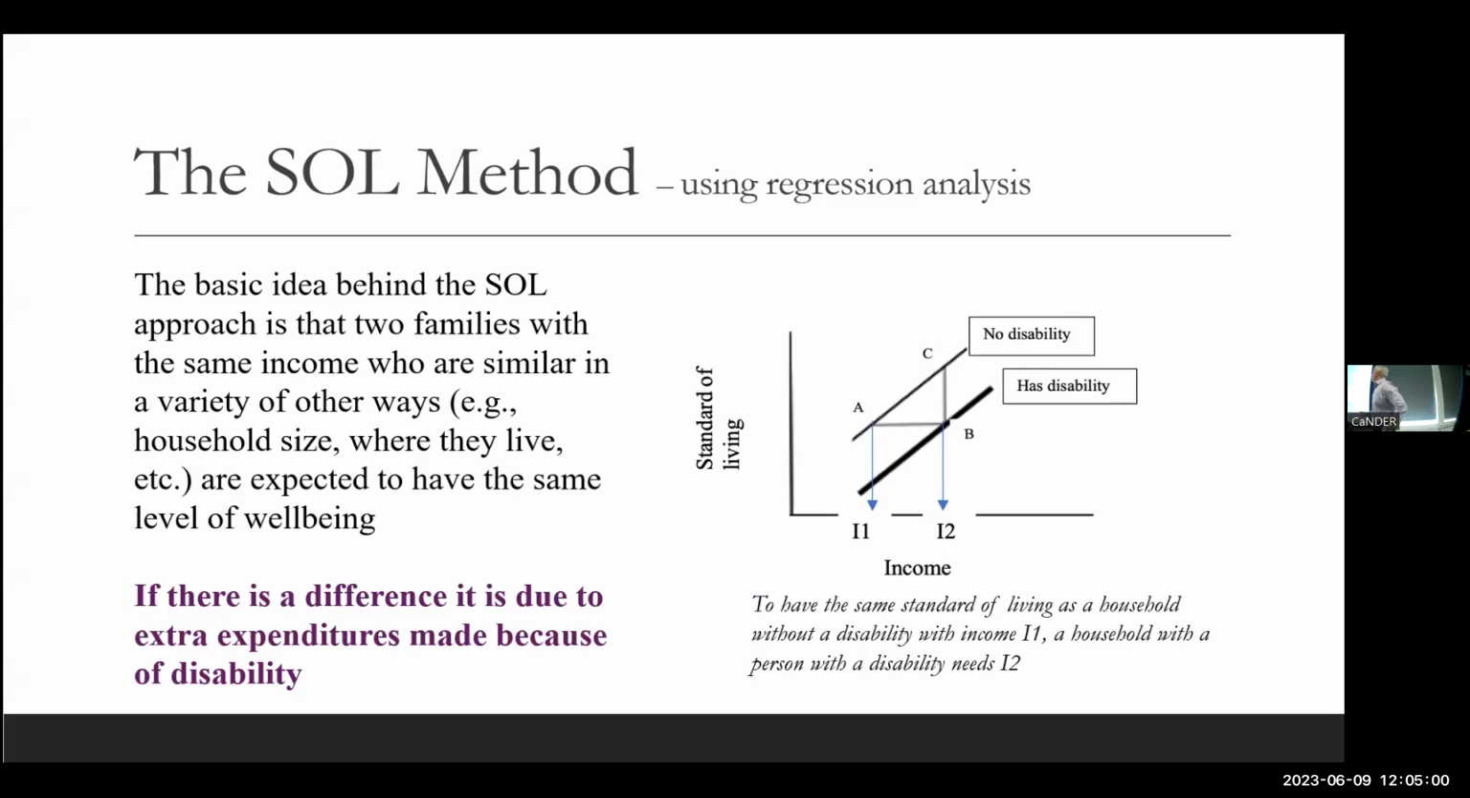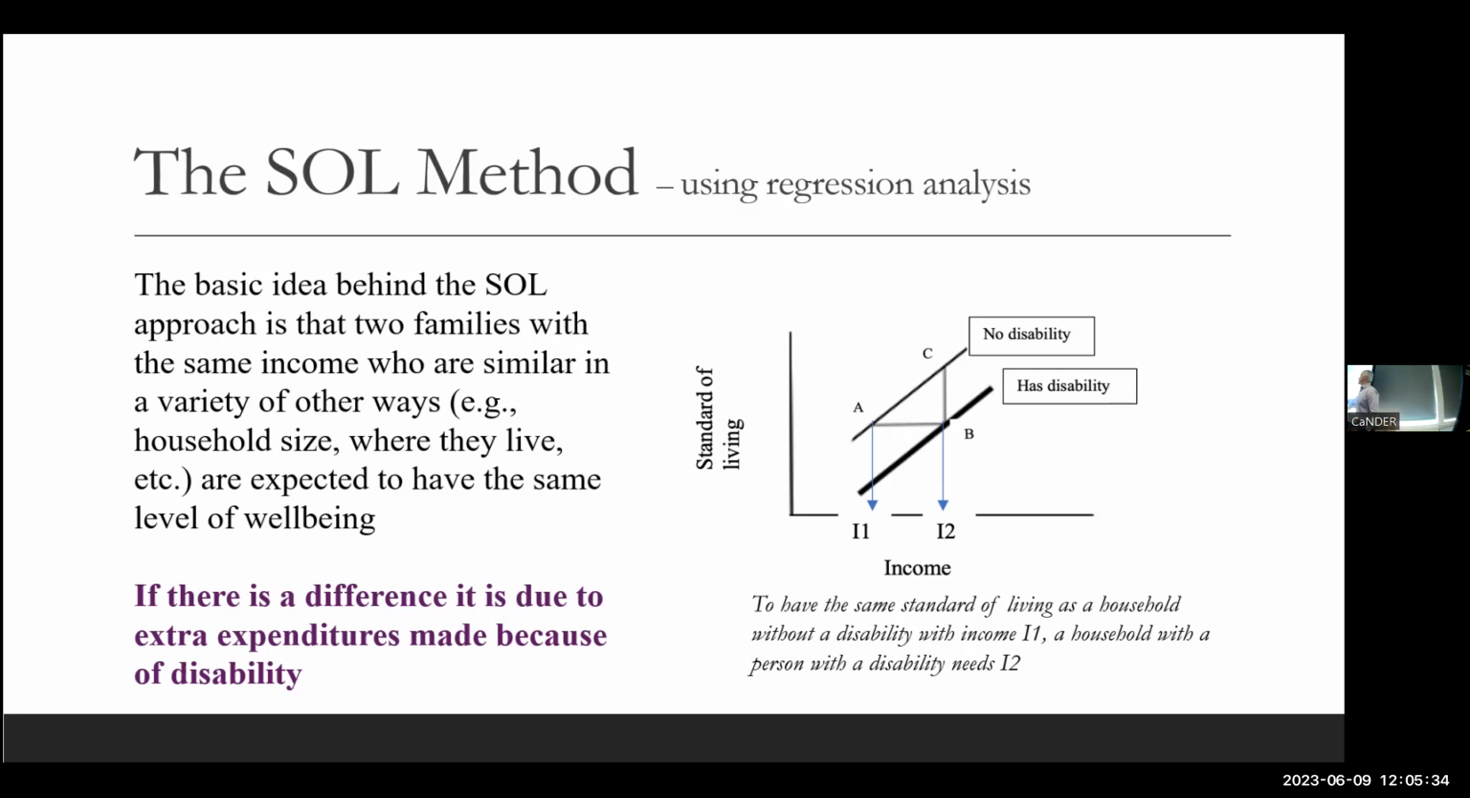So for example, you have standard of living on the y-axis and then income here. If somebody has no disability, in order to get this level of standard of living, they only need to spend I1. But if they have a disability, to get the same standard of living, they have to spend I2. So the difference between I1 and I2 is the cost. But remember, we're looking at households that have the same level of income. We're comparing the two of them. So what are we doing?